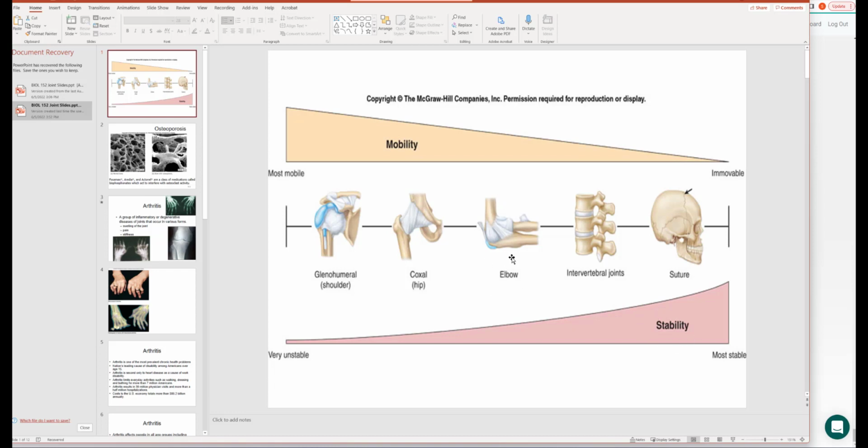The elbow is kind of in the middle, right? It's a little bit less mobile. It's only a uniaxial joint, as would be the knee. And they are more stable. Your intervertebral discs, these are cartilaginous joints, right? Very little movement, but very stable. And your sutures, which are the most immovable of all of the joints, are the most stable. So it makes sense. But it's a nice visual to see this inverse relationship between mobility and stability.